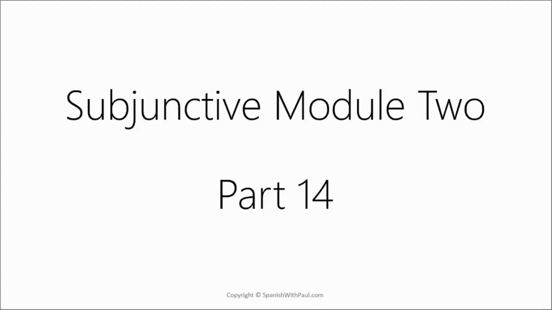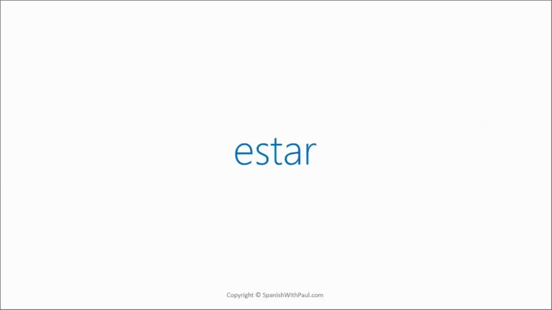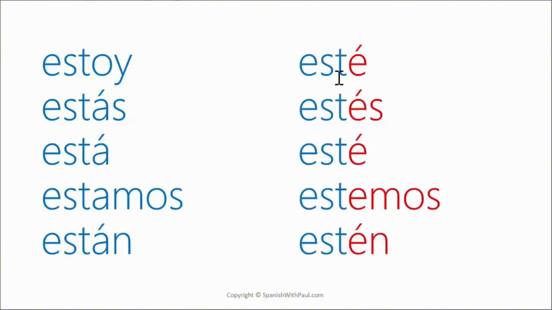In part 14, I'd like to focus exclusively on the verb estar in the subjunctive. So just as a regular conjugation in the present tense, we would have estoy, estás, está, estamos, and están. Now, as we know in the subjunctive, this verb is going to switch sides. So it becomes on this side, these endings in the subjunctive. Esté, estés, esté, estemos, and estén.